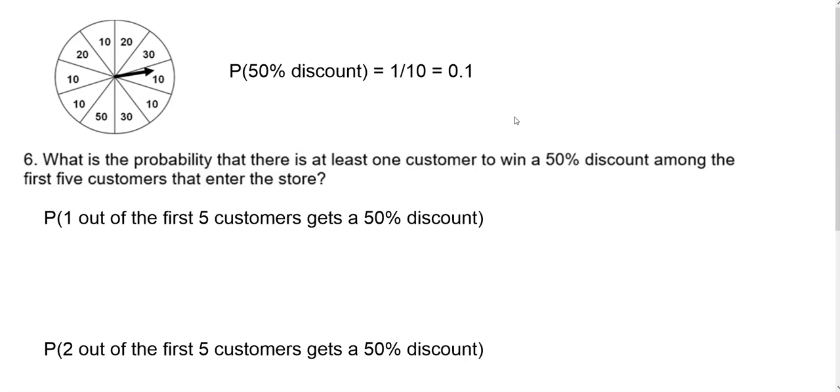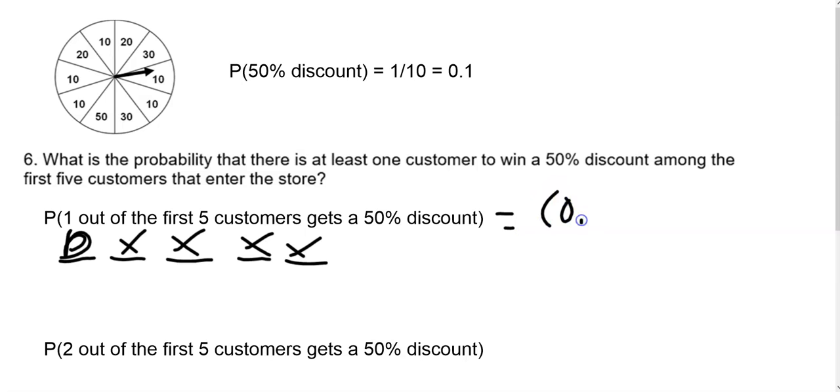a 50% discount would be thinking like, okay, here's our first 5 customers. This one gets a discount, and we'll say these all do not get discounts. Okay, so discount, there's a D. So we could think of this as 0.1, and then the probability of not getting the 50% discount would be 0.9, and there'd be 4 of those.